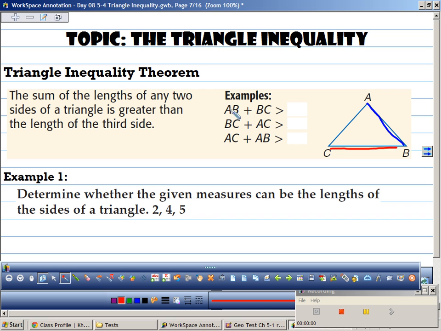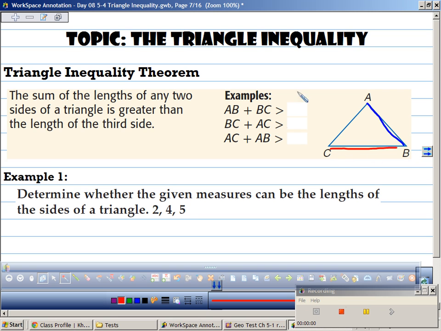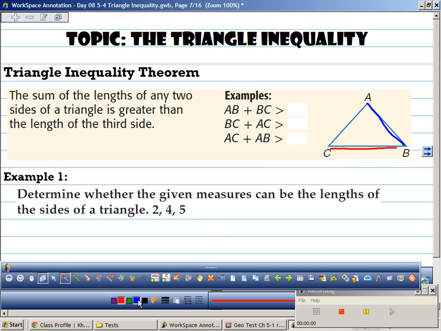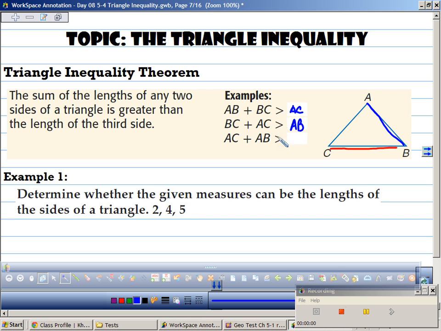So this says, for example, AB plus BC, here's AB, here's BC, is going to be greater than AC. BC plus AC will be greater than AB. And AC plus AB is going to be greater than CB.